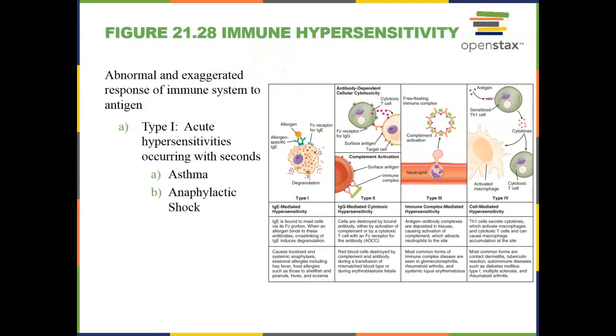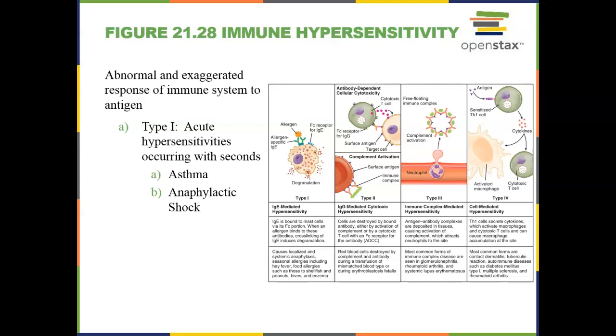Another disorder associated with our immune system is an exaggerated response to an antigen. So if an immune system overacts when something comes in contact, like a peanut allergy or penicillin or pollen, those are all things that our immune system sometimes responds to when it shouldn't. This can cause certain types of hypersensitivities.